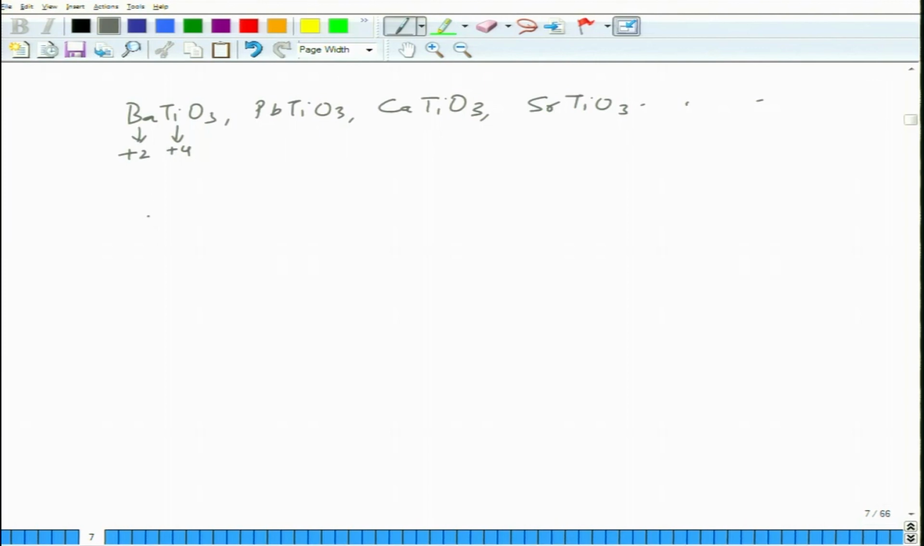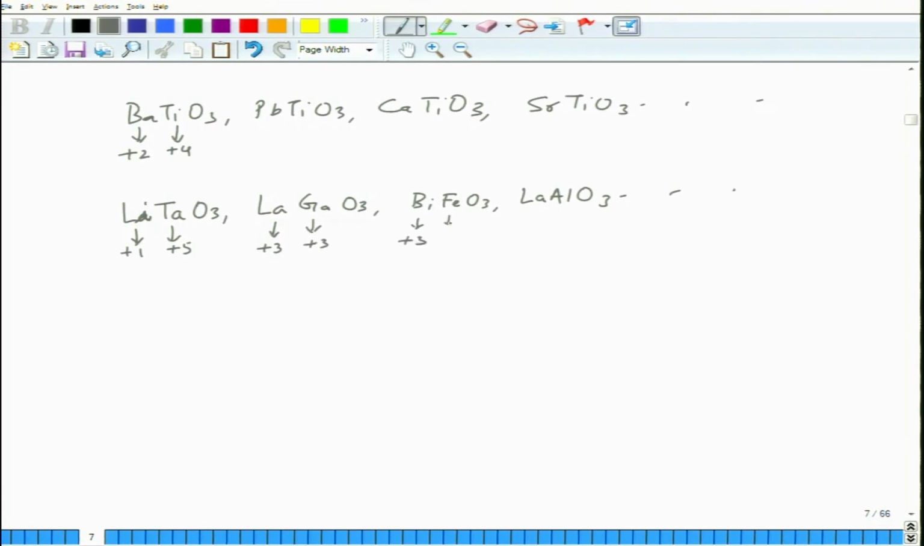For example, you can see LiTaO3, okay, lithium tantalate, and then you have LaGaO3, okay, you have BiFeO3, you have LaAlO3. In this case, +1, +5. Here you have +3, +3. Here you have +3, +3. Again +3, +3. So you have possibilities of +3.